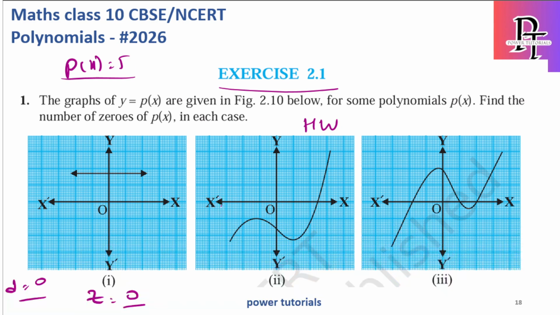Okay, second one is homework. So here we need to find how many times it is touching x-axis. That will be the number of zeros here. This I will solve. How many times is it touching x-axis? This is 1, this is 2, and this is 3. So total it is touching at 3 points, hence the number of zeros is 3.